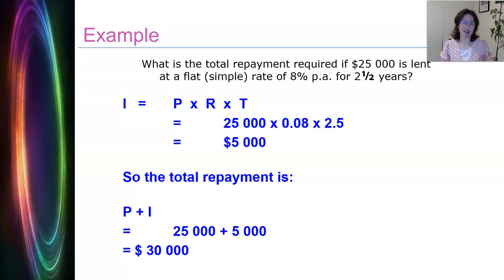all on the screen. So if you're asked a question, what's the total repayment required if $25,000 is lent at a flat rate or a simple rate of 8% PA, and that stands for per annum, which is Latin for per year, for 2.5 years.